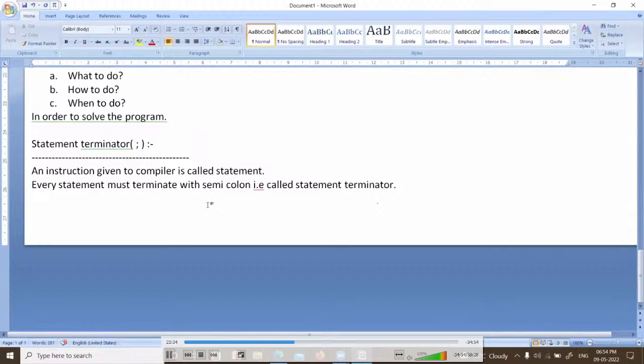Jyotirmayi, Kamlesh, write this down. Srushti, is it clear to you? Good, good.